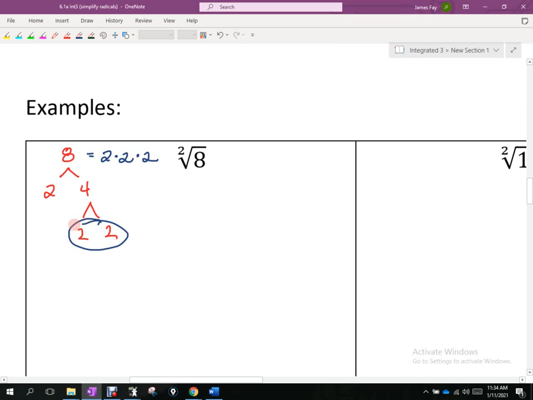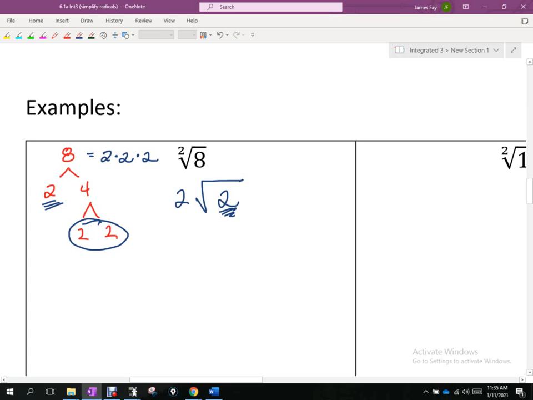So that, when you circle a pair, one of those comes out in front of your radical. So a lot of times what I like to do is I just write my radical, okay? And then when I circle pairs, one of them comes out in front of the radical, and the things that are not circled, they go inside the radical. So this 2 right there is that one right there going on the inside.